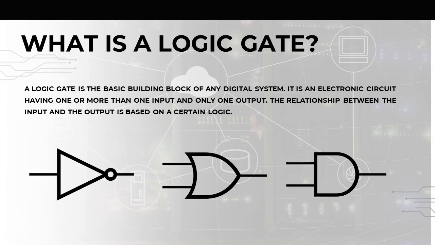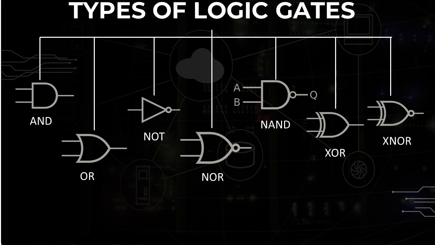AND gate, OR gate and NOT gate are basic types of logic gates. There are 7 types of logic gates, which we will discuss in this video along with the truth table. Following are the types of logic gates with their symbolic representation: AND gate, OR gate, NOT gate, NOR gate, NAND gate, exclusive OR gate, exclusive NOR gate.